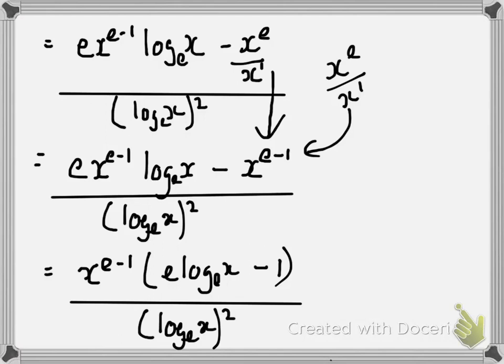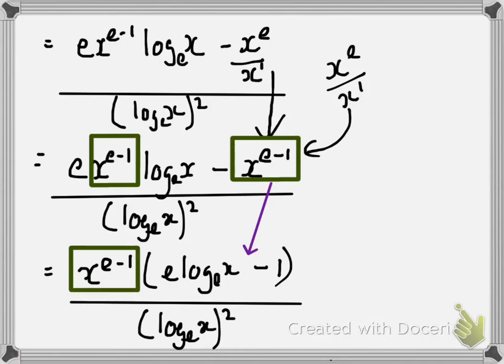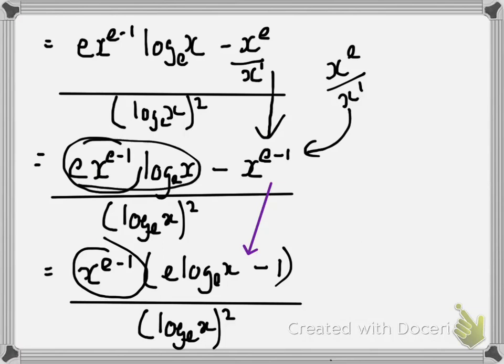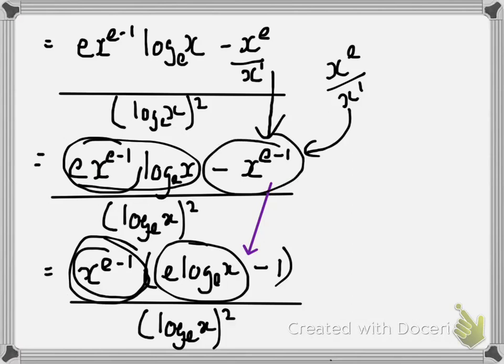Then, going from here to here, I've taken out a common factor. You'll notice both expressions have x to the power of e minus 1, so I can take it out as a common factor. If I divide it into the left-hand expression, I'm left with e to the power of log x to the base e. If I divide it into the other expression, I get negative 1.